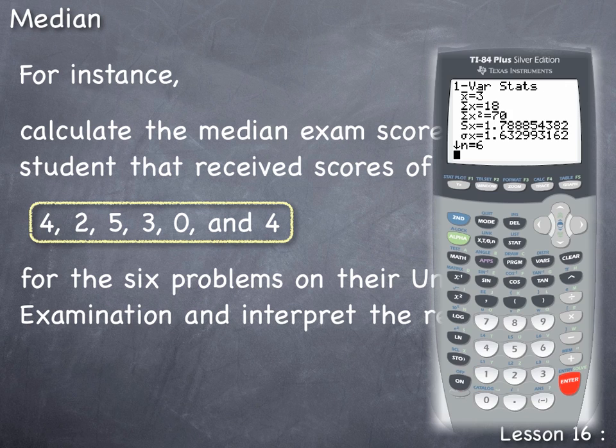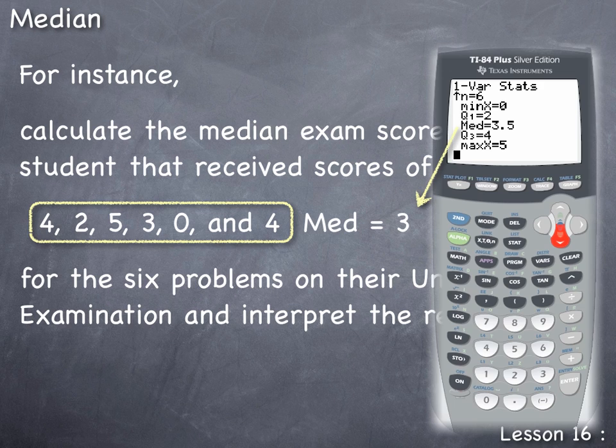and various statistics are displayed. The median is not on the first screen, so to see the median, we need to press the down arrow to reveal more statistics. And there, you'll see that the median is displayed. The median is denoted with the abbreviation MED. In this case, MED equals 3.5.